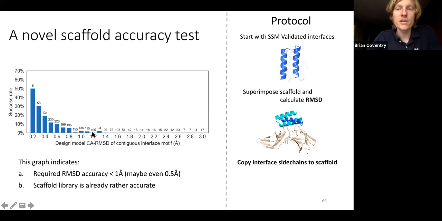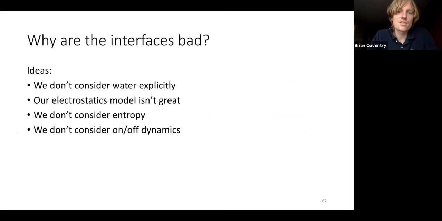One is that the required accuracy of your binder's backbone needs to be definitely less than 1 angstrom RMSD, maybe as low as half angstrom. And two, the fact that we were even able to get this graph suggests our scaffolds are pretty accurate. Because if our scaffolds were only accurate to 1 angstrom RMSD on average, we couldn't have made this graph. The scaffolds have to be pretty accurate for us to actually get something that looks like this. So this sort of says that your scaffolds might not be the most accurate, but they're probably not your biggest problem. And so the problem then must be that our interfaces are bad.